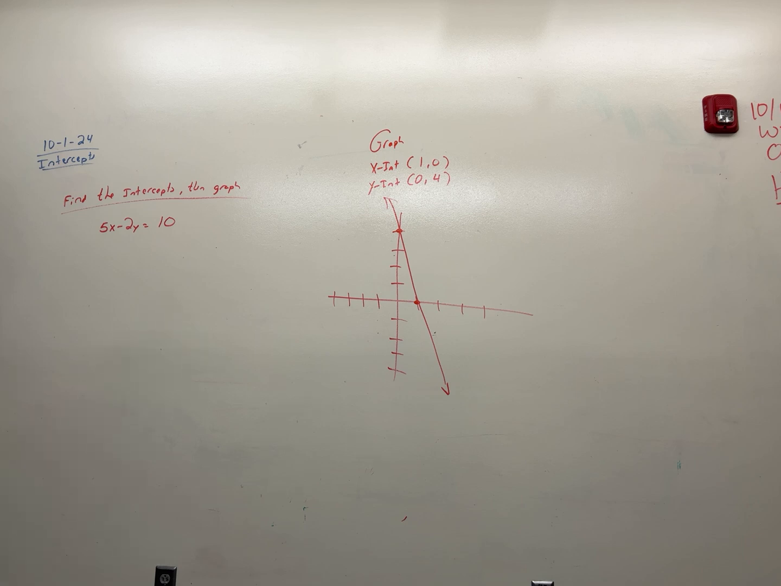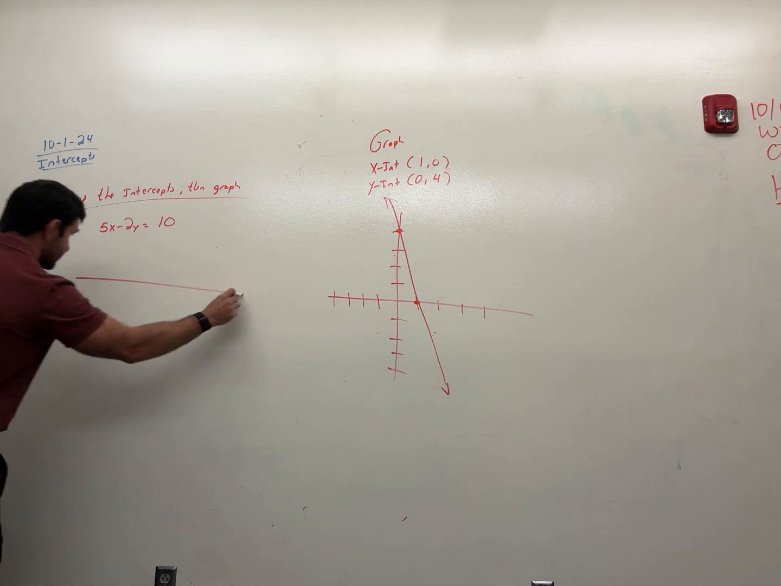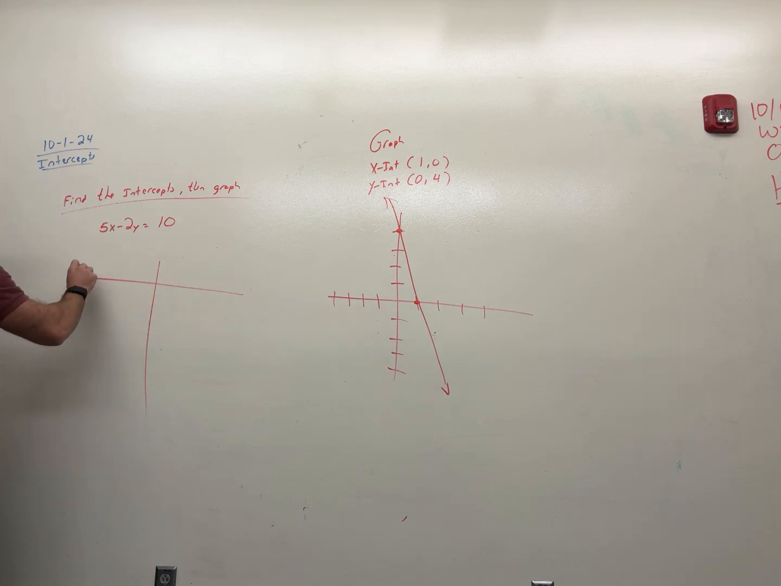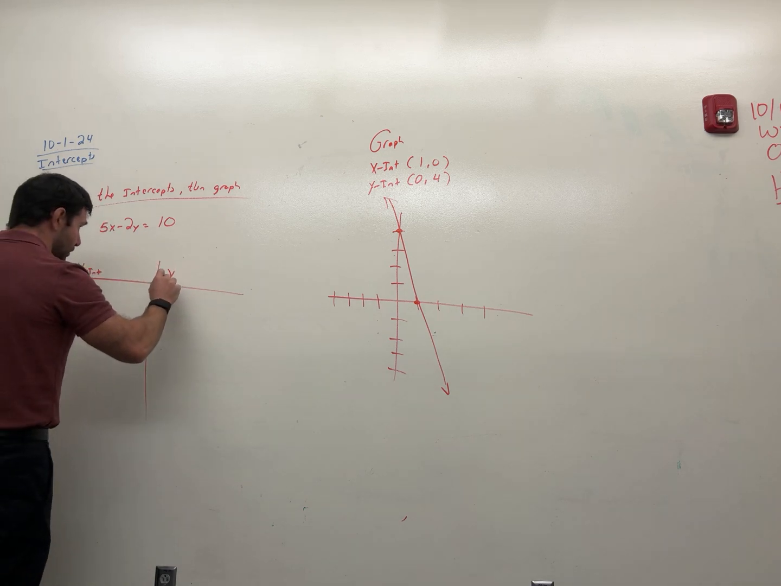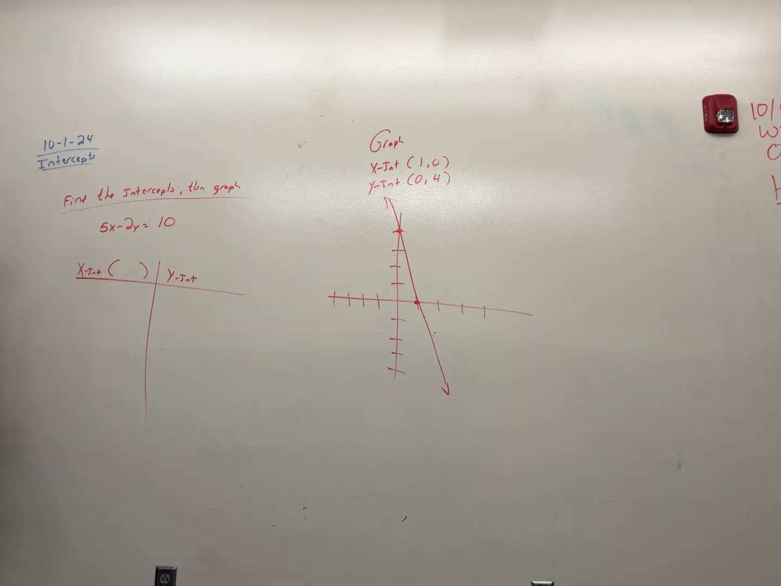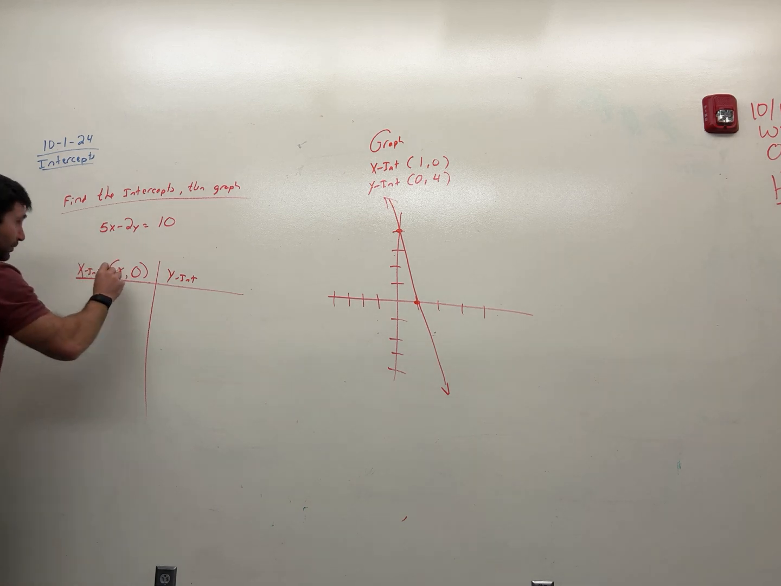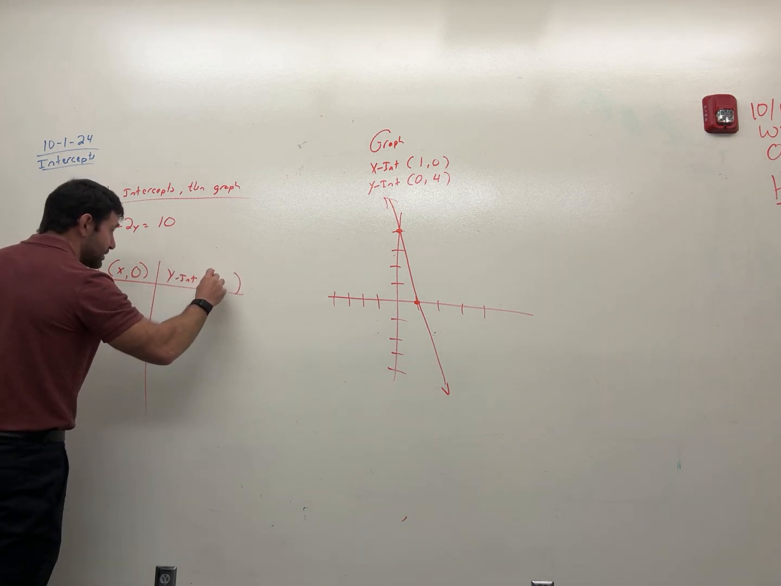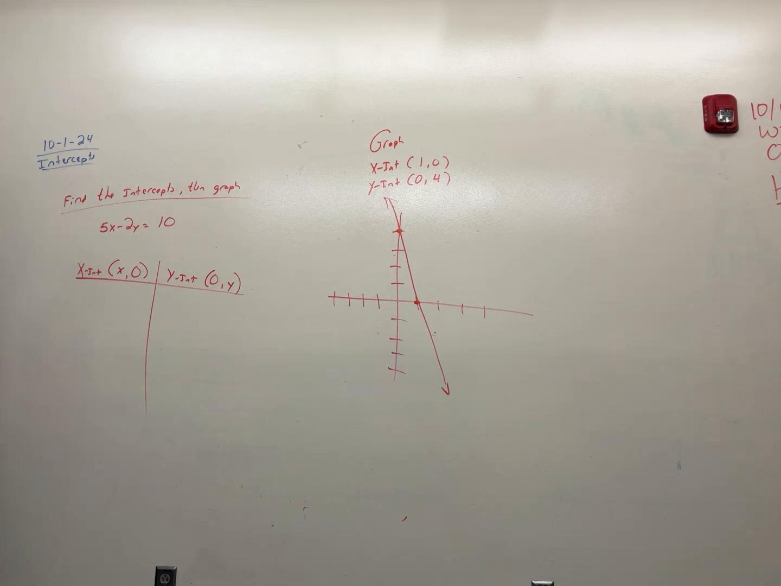We're going to split this into two problems. The x-intercept and the y-intercept. When we're solving for the x-intercept, we know it has to be on the x-axis, which means it doesn't move on the y. So it's going to be x, 0. For the y-intercept, it's going to be 0, y, because we're looking for the y. We know that.